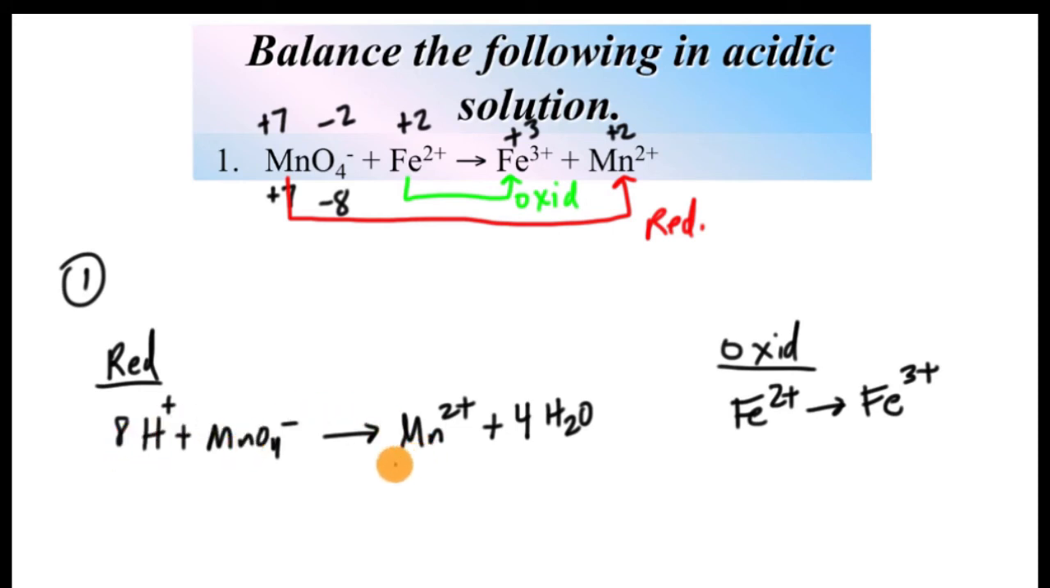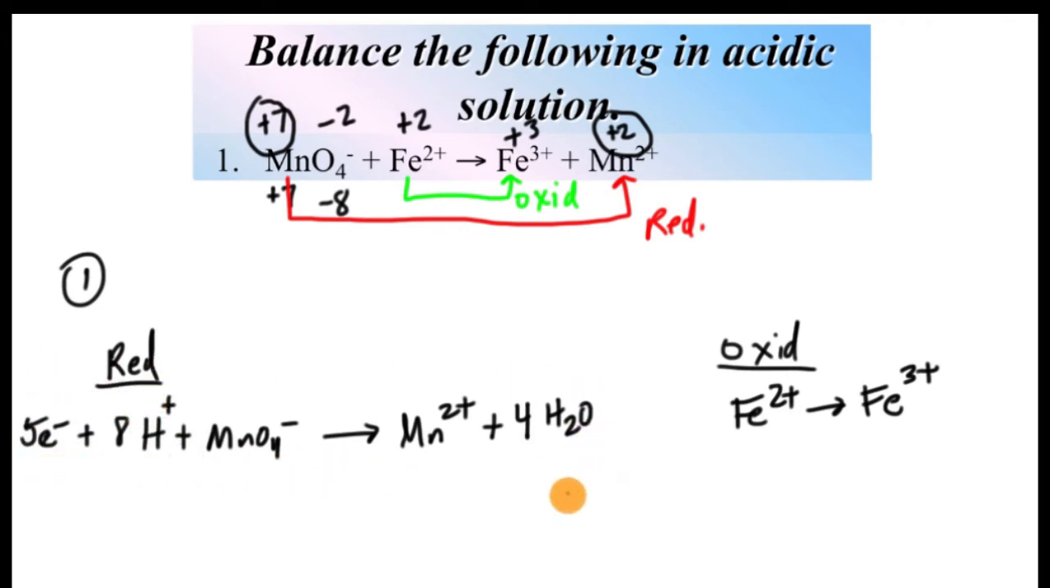Now, is everything done? No, I've got to do the last step. I've got to balance the charge. Well, I went from a positive 7 to a positive 2. So how many electrons were involved in this process for each manganese atom that I had? Hopefully you can see this pretty easily. It's going to be 5. Now if it's reduction, am I gaining or am I losing electrons? In order for it to go from positive 7 to positive 2, I have to gain 5 electrons. So this is my half reaction for my permanganate.